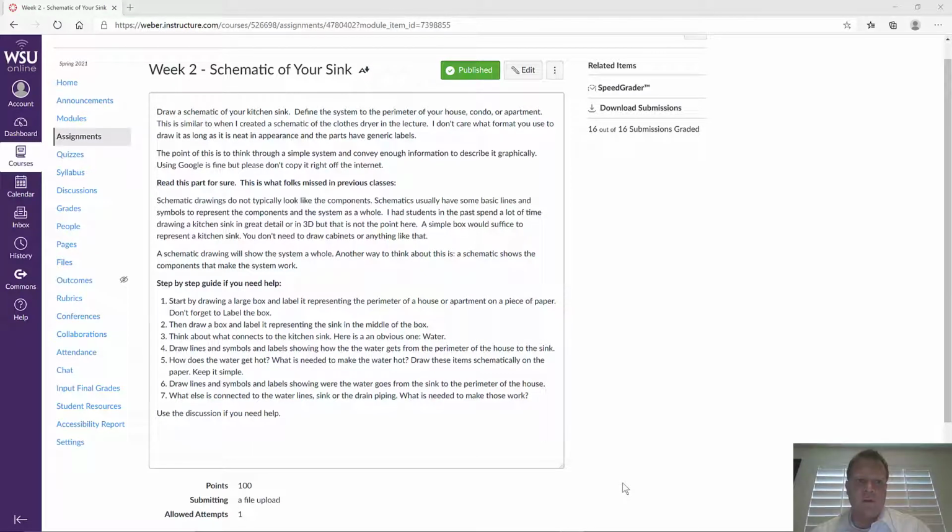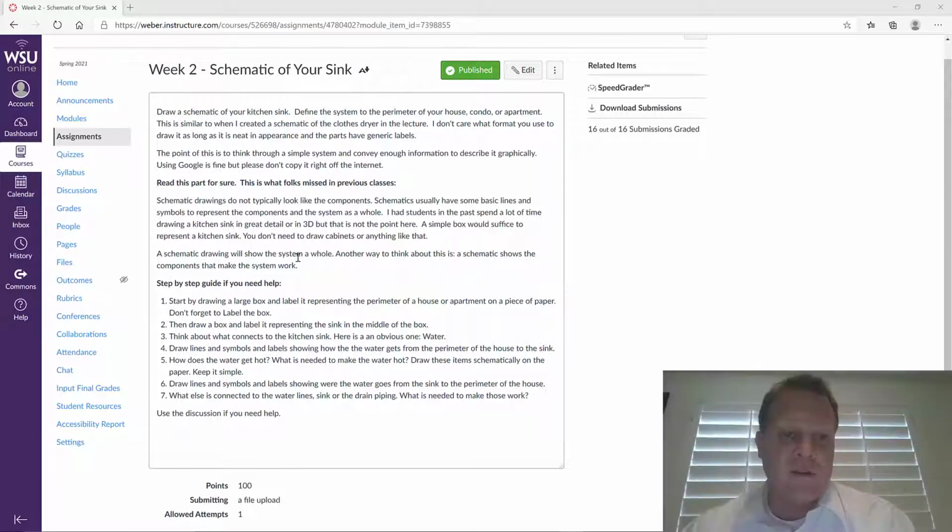Hey everybody, I wanted to reply regarding the schematic of the kitchen sink assignment. I do want to go through these steps. You're doing a schematic of your kitchen sink, right? And I said the schematics are not drawn to look like the components. So I think everybody did a good job on that.